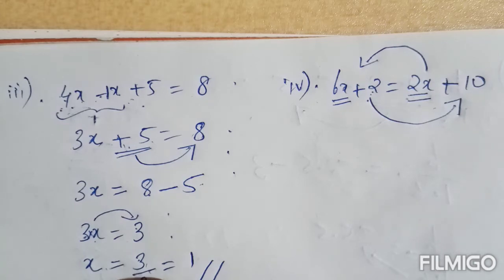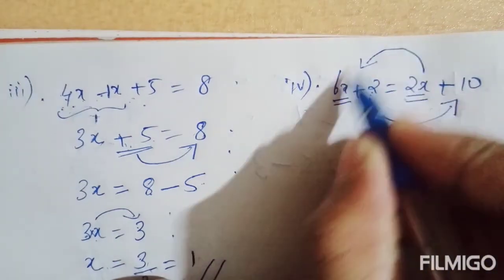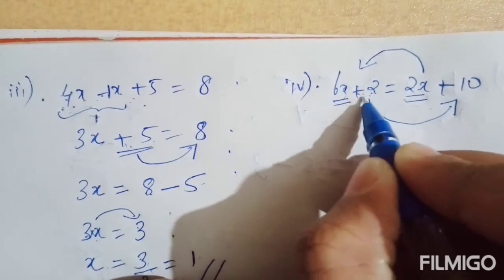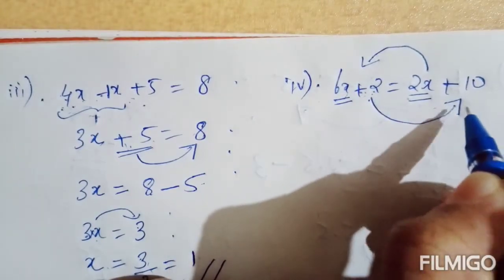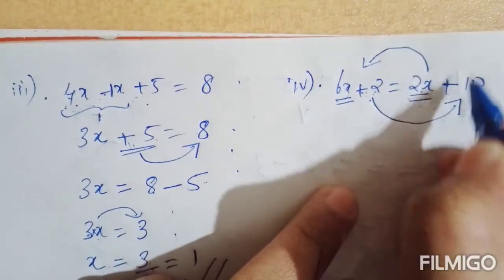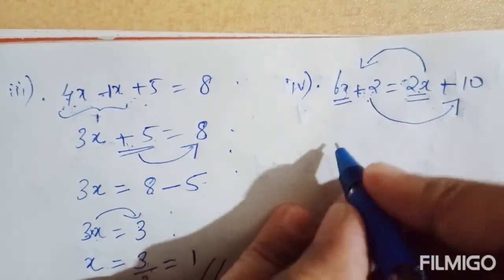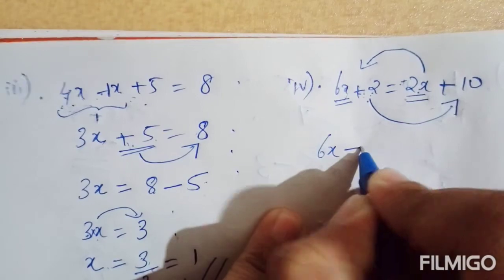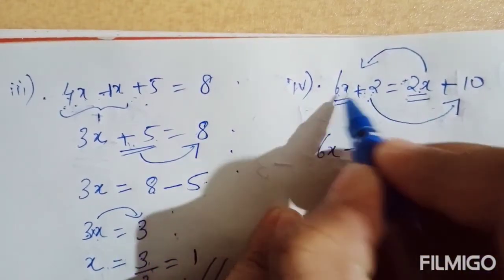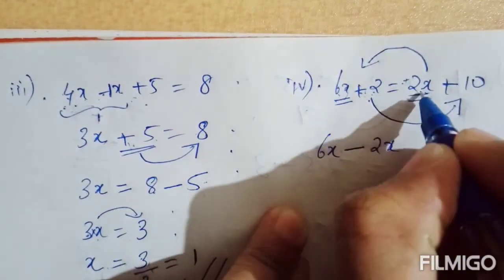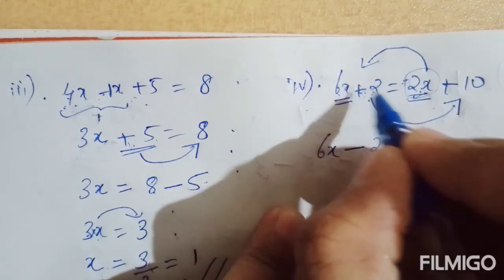So 2x on taking to this side, that is positive 2x we are taking to this side. So that will be negative 2x. 6x minus 2x. This full term we are taking to this side.